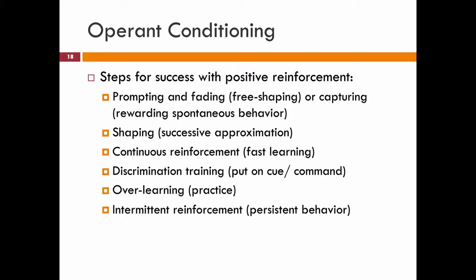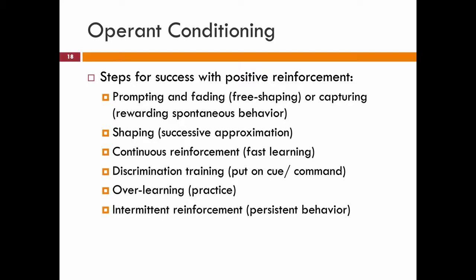And once we have the animal actually performing the behavior that we want, we continue to use the continuous reinforcement schedule. Basically, what this is is that we reward every single repetition or offer of the behavior that the animal gives us. This makes the learning occur much faster. Once we can predict that the animal is going to perform the behavior, then we can use discrimination training, which simply means putting it on cue or putting a word to it. So telling the animal that that behavior means this. So when I say sit, we do that.